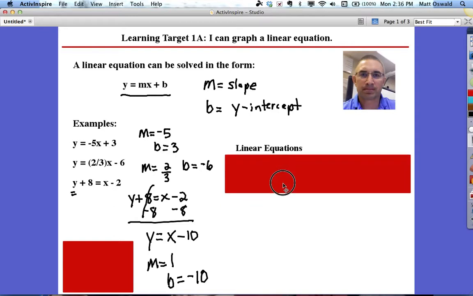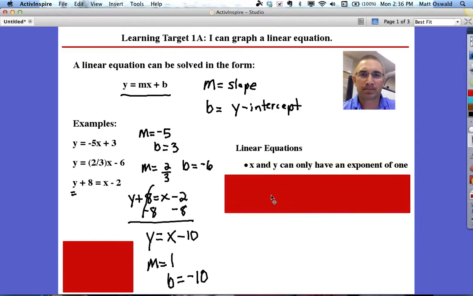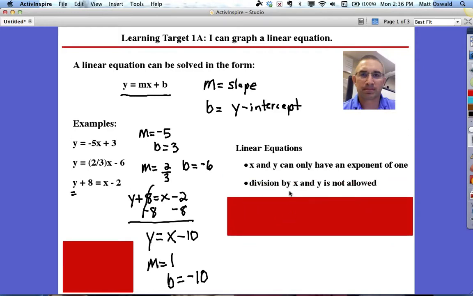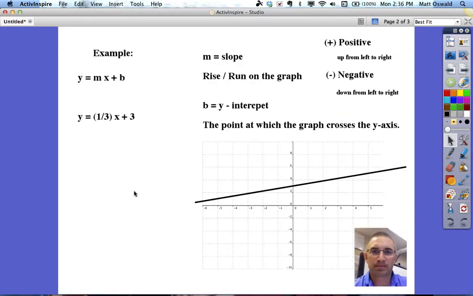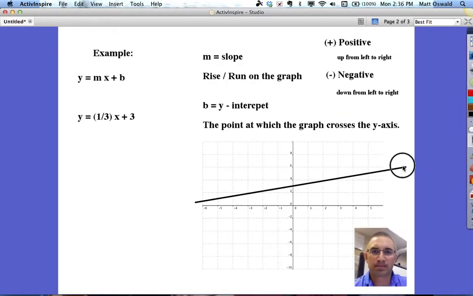First of all, it is important to know that in an equation, x and y can only have an exponent of 1. They cannot be squared or cubed. That is important to recognize. And secondly, we cannot divide by x or y. That is not allowed. Once we recognize we have a linear equation with these facts, we can now put them on a graph. So let's take a look at how we can get a linear equation onto a graph.